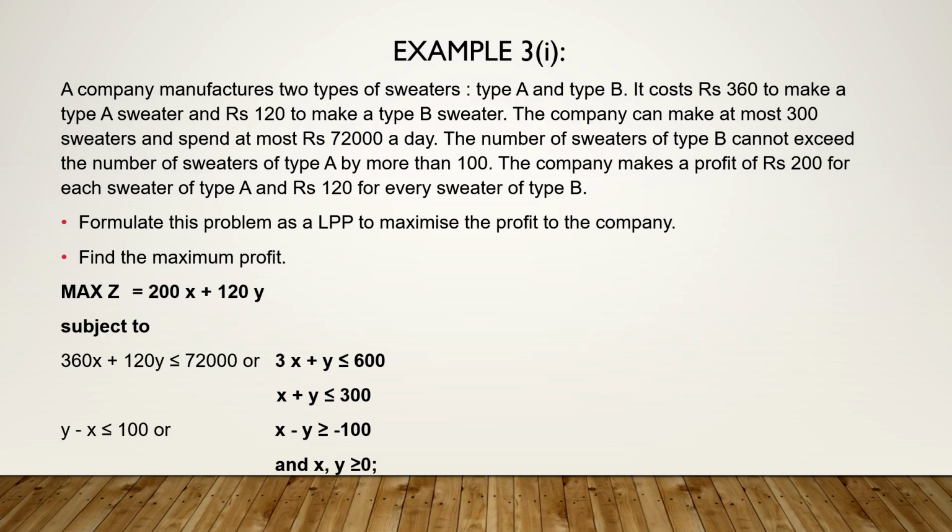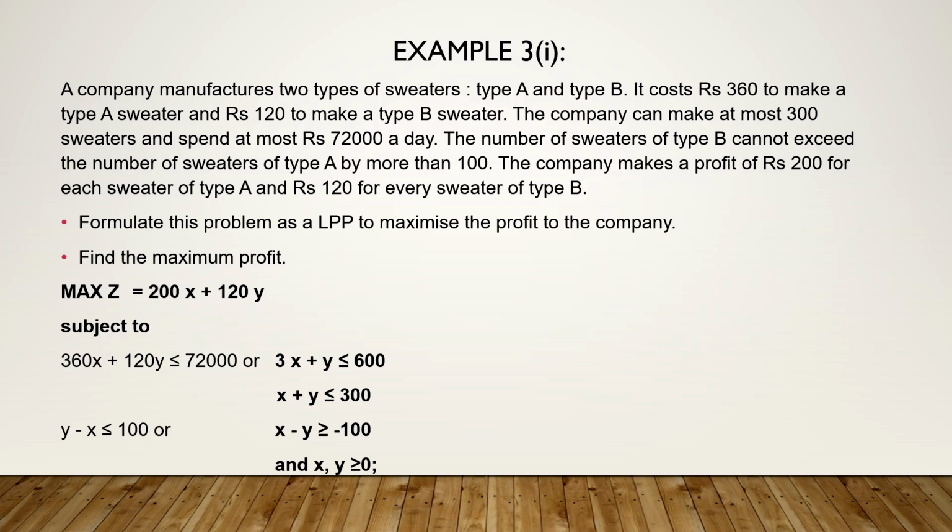First, your decision variables will be the number of sweaters of type A and type B to be made. So, what is the objective function? Maximize the profit. Maximize Z is equal to 200 per unit, so 200 into X plus 120 per unit of B, so plus 120 Y. Subject to the constraints of what are limitation? First limitation is 360. It costs 360 to make one sweater of type A. So 360 into X, total cost for A type sweaters, plus 120 into Y. This should not exceed, it can spend at most 72,000, means it should be less than or equal to 72,000.